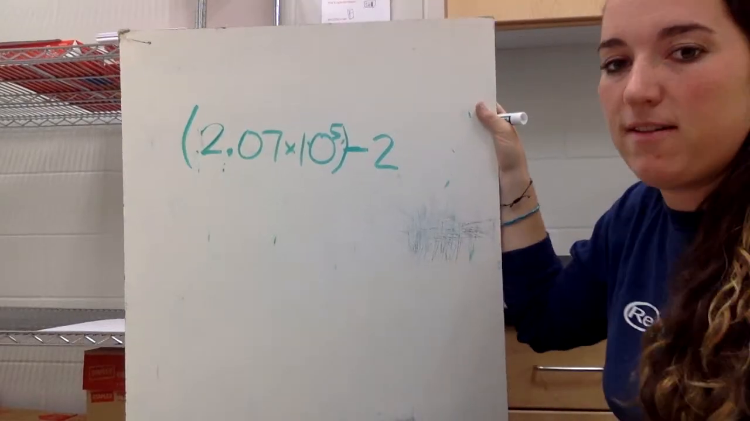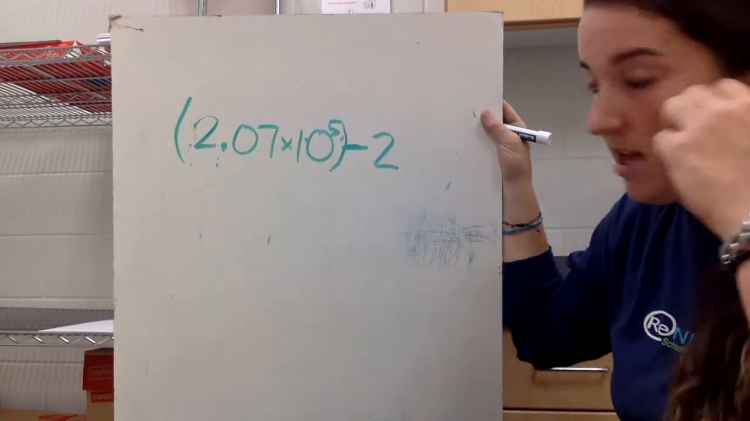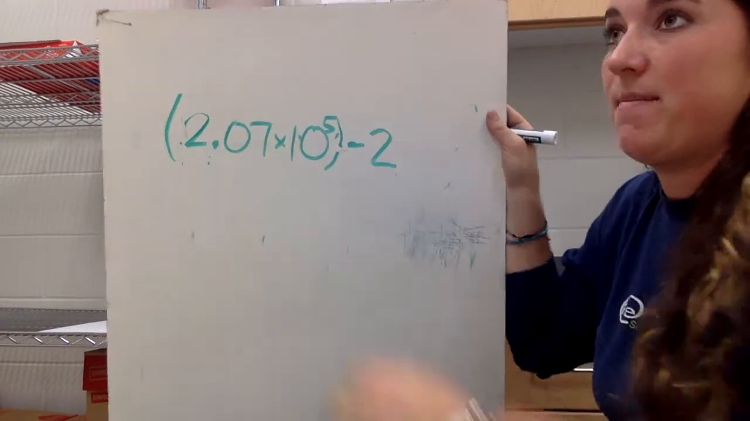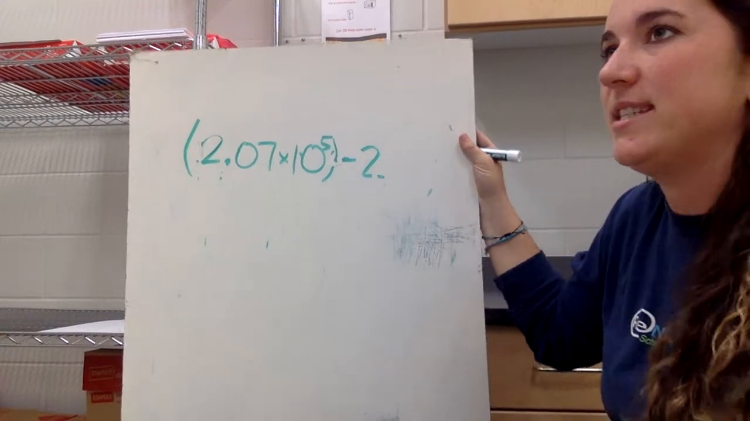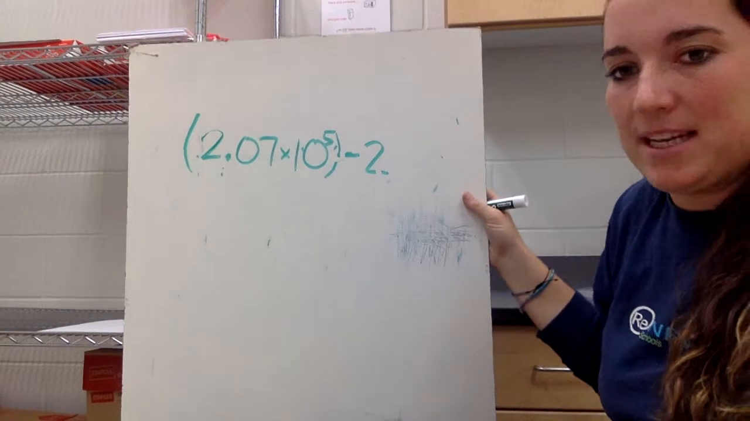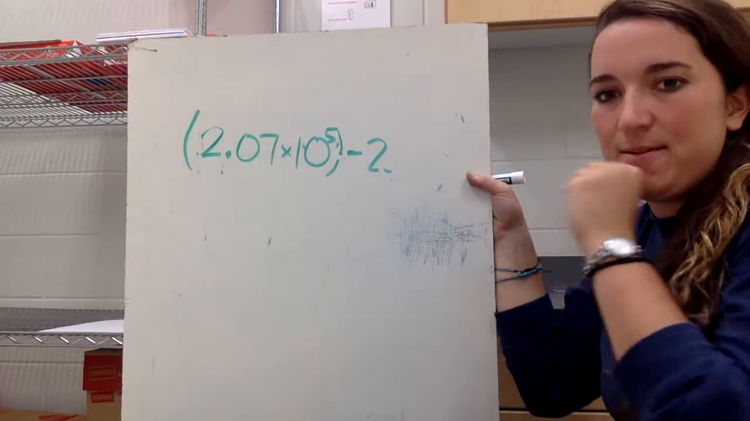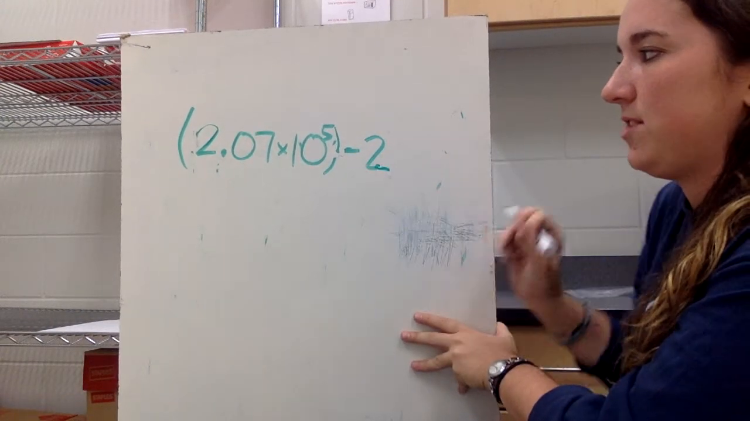All right, for our final problem, we have 2 and 7/100 times 10 to the 5th minus 2. I have one number in scientific notation and my other number is not. So I need to change them so that they're in the same notation so that we can subtract. I can change either one, but for this problem, I want to try changing my 2 into scientific notation.